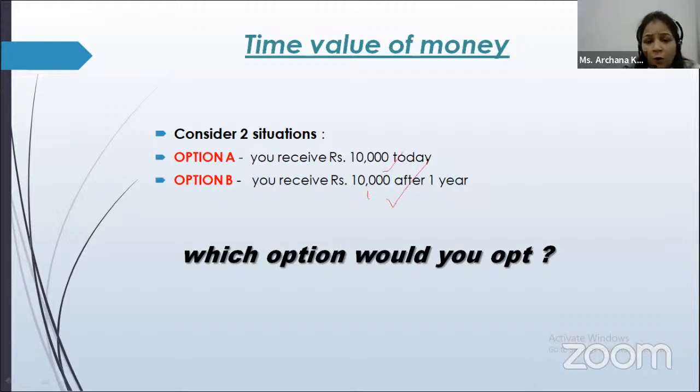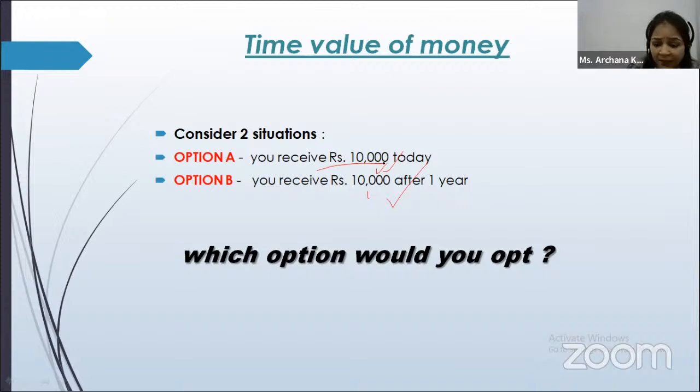It's but natural we all will go for the first option because you are getting rupees 10,000 today itself. But regarding option B, you are getting the same amount after 1 year. It's better to go for option A because with this amount, you can fulfill three objectives. Number one, you can utilize it for current consumption. Number two, you can make an investment of rupees 10,000 to earn real return. And number three, you are avoiding your risk also. So it's better to go with option A.